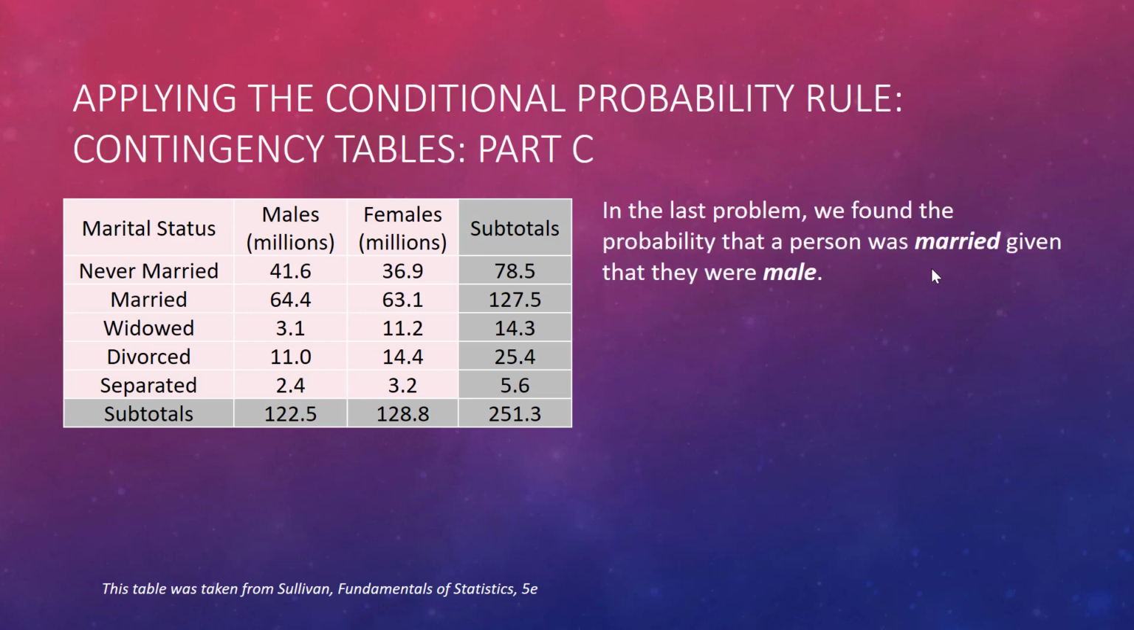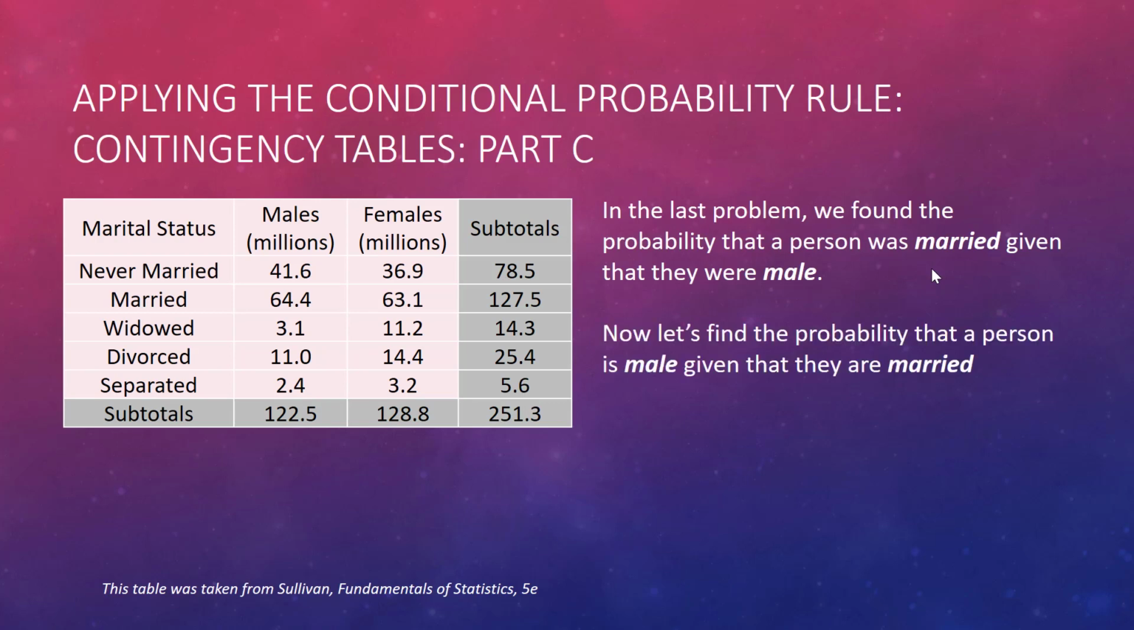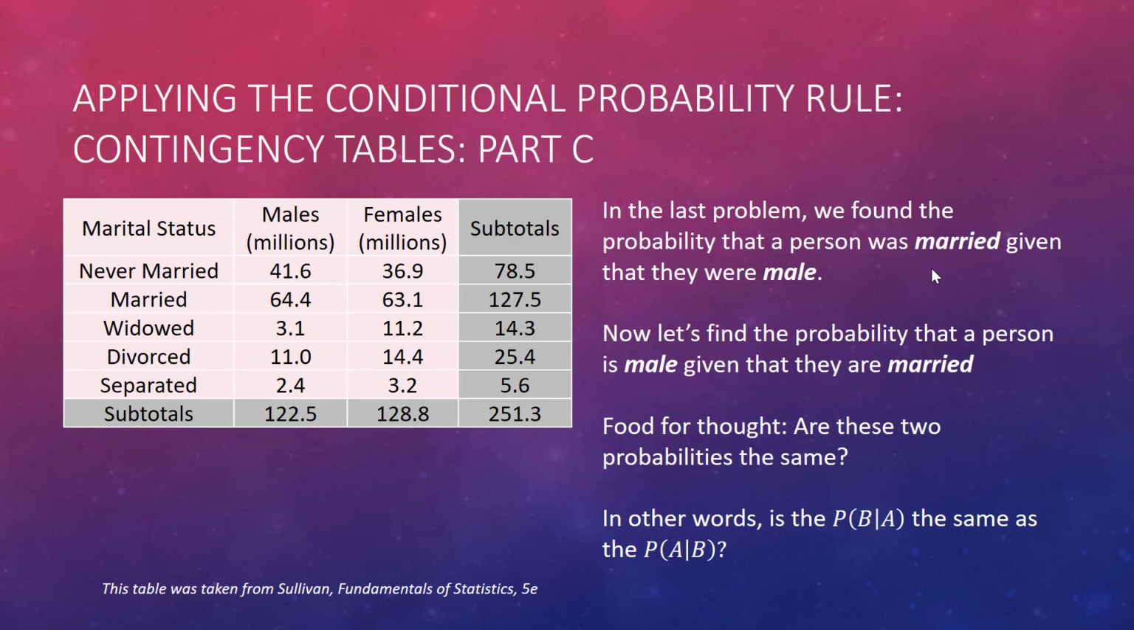Part C. In the last problem, we found the probability that a person was married given that they were male. Now let's find the probability that a person is male given that they are married. Are these two probabilities the same? Pause this video, write down your answer, and then unpause it to see if you are correct. In other words, is the probability of B given A the same as the probability of A given B?